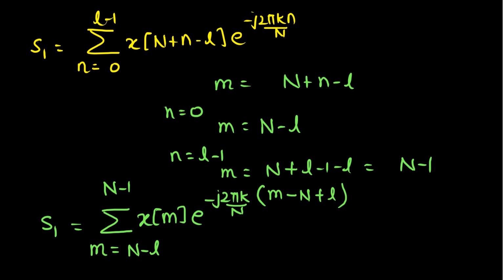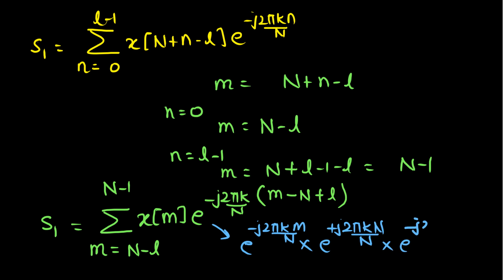Now if we observe this exponent here, we can split it into three complex exponentials, so it can be written as e to the power minus j 2 pi k m by n multiplied by e to the power plus j 2 pi k n by n multiplied by e to the power minus j 2 pi k l by n. Now this factor here is going to be 1 because this n and n will get cancelled, and we have e to the power j 2 pi k. Now this is again integer multiple of 2 pi, and therefore it will result into 1. So we are left with only these two terms.